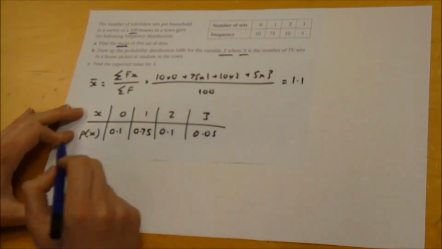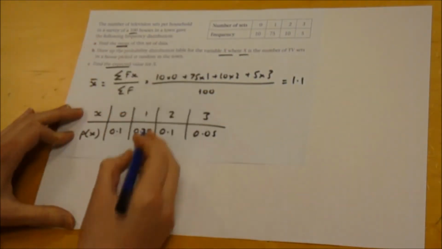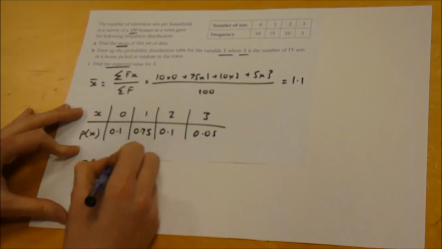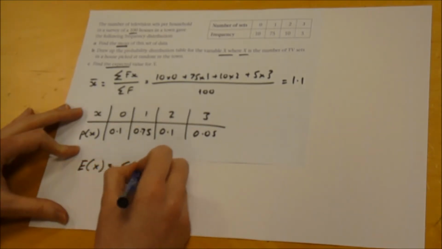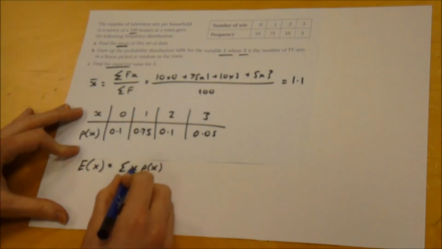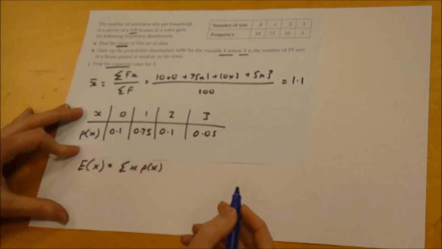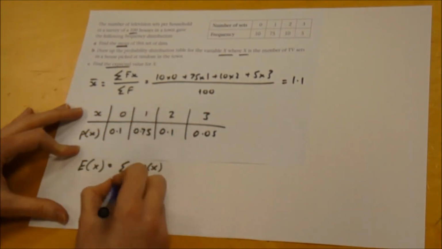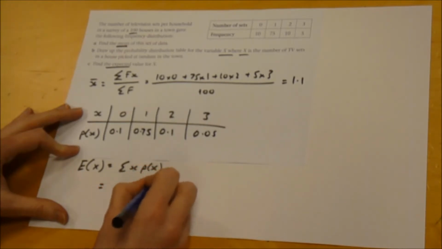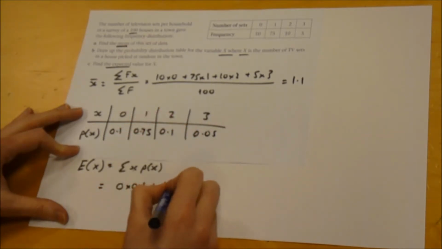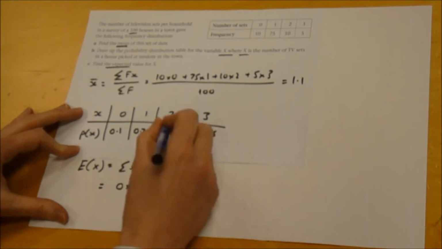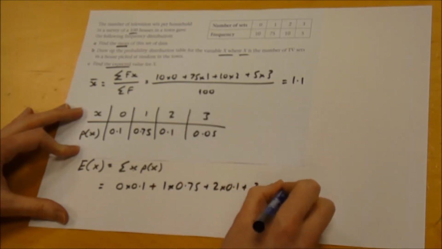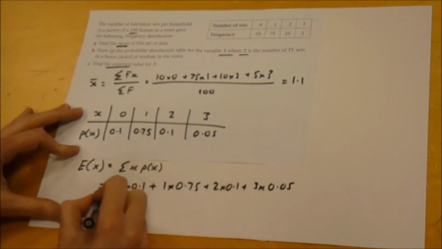We've got to use variable x, that's fine. And then we're going to look for the expected value. We've just seen a formula for that, nice and easy. The expected value of x is the sum of the little x times the probability of x. So you do x times its probability and then add them all up. So we have 0 times 0.1 plus 1 times 0.75 plus 2 times 0.1 plus 3 times 0.05. And then it's 1.1 again.